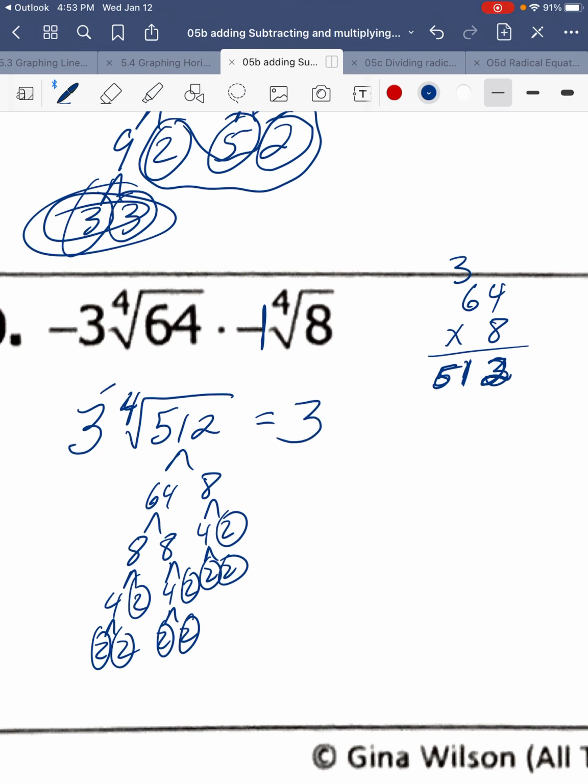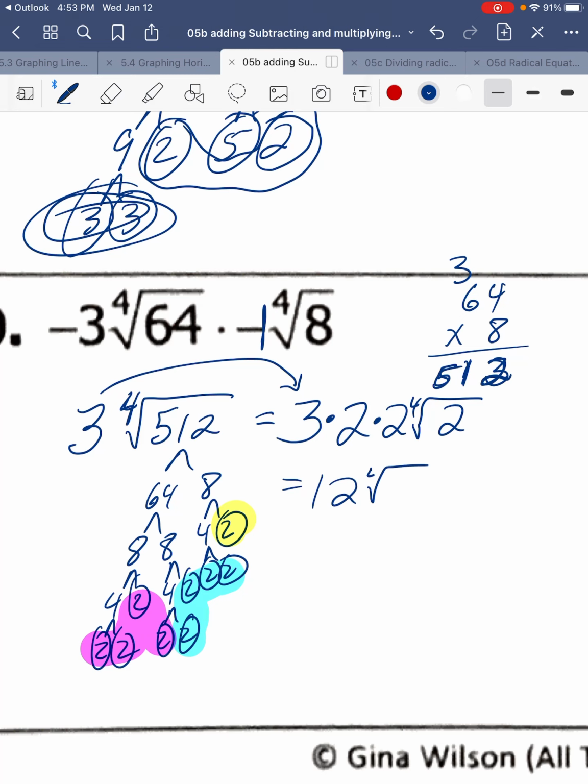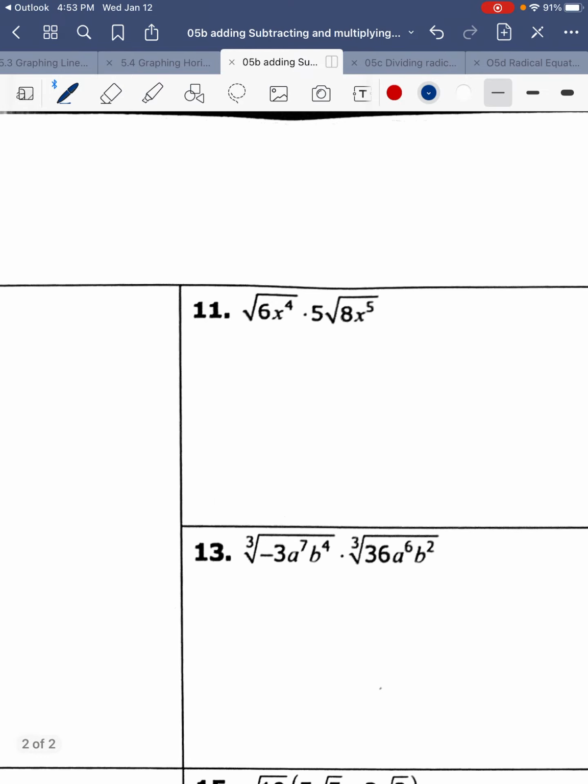So this is a 3 on the outside from here. Anything that comes on the outside with it is going to be multiplied. So I'm just going to highlight this, might be easier. So we have 4 2s, that's going to come out as 2. I have 1, 2, 3, 4 other 2s, that's going to come out as a 2. And then there's a 2 left over. That's going to stay underneath the fourth root. So used to saying square root. 3 times 2 is 12, 4th root of 2. And that is your final answer.